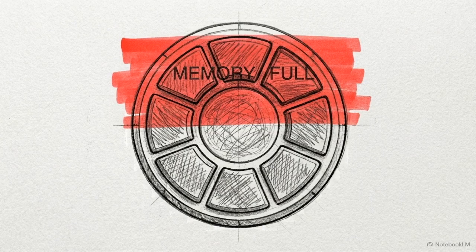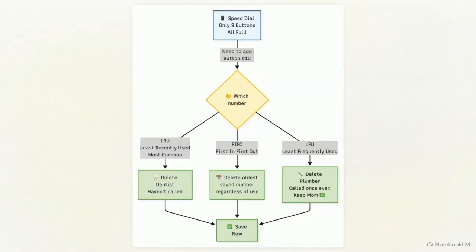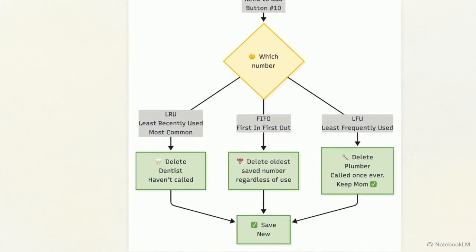This creates an immediate physical limitation. Your phone only has 9 speed dial buttons. Similarly, server memory is finite and highly expensive. When the cache is entirely full and a user requests a new piece of data that needs to be saved, the system has to delete something else to make room. This flowchart displays how engineers program the system to make those cuts, using eviction policies. The most common is LRU, or least recently used. It operates on a simple logic. If you have a speed dial button for a dentist you haven't called in a year, that is the safest number to delete to make room for a new one.